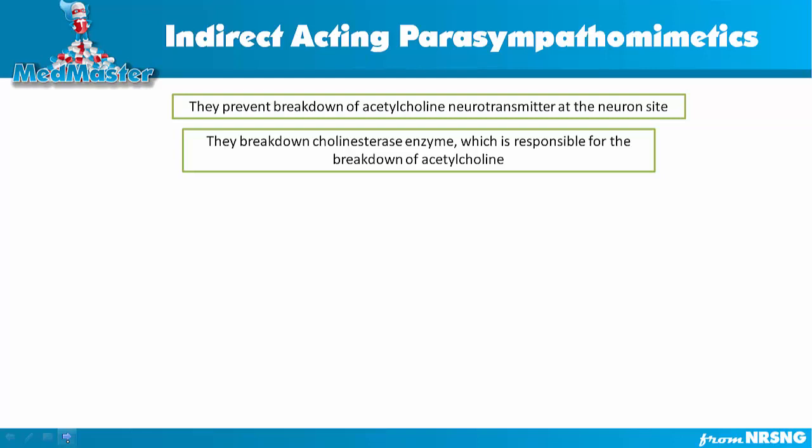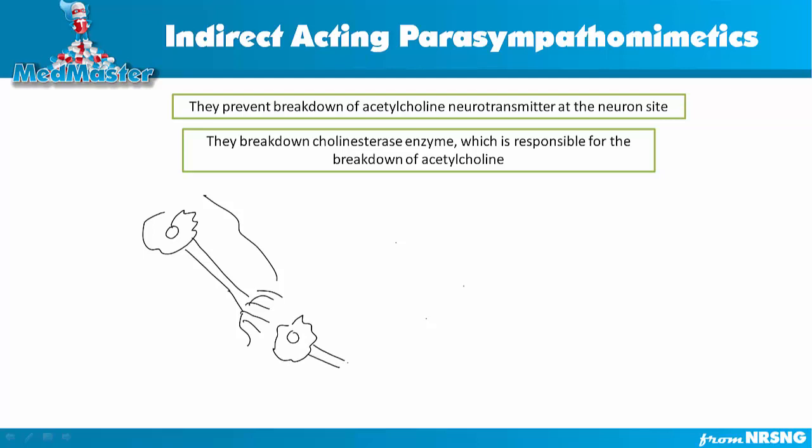Now, indirect acting parasympathomimetic drugs. In order to understand these drugs, let me draw two neurons. So this is the axon. I'm not a pretty drawer. This is the body, this is the dendrites. Okay, so this is a neuron. There's another neuron, and if you remember the anatomy and physiology of the brain or neurons, they're not attached to each other.